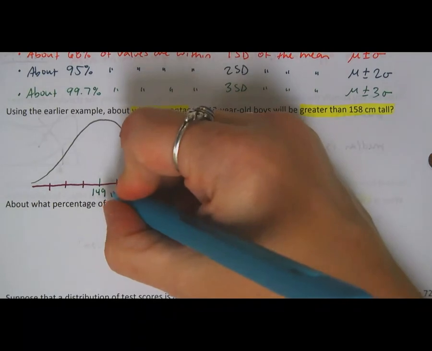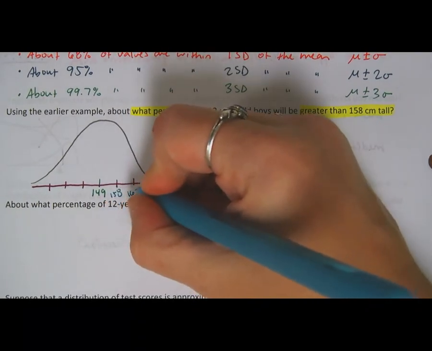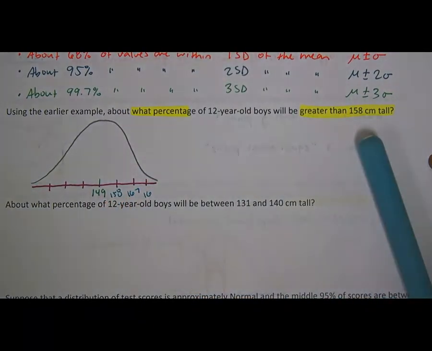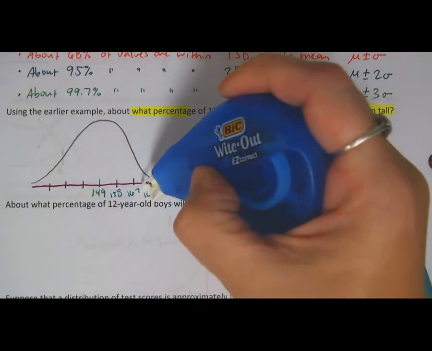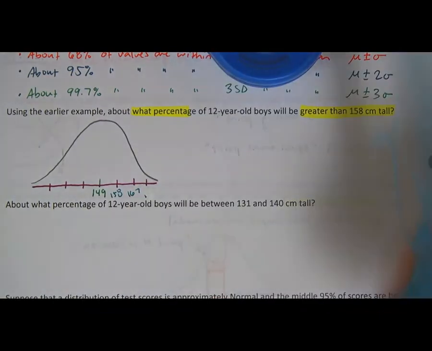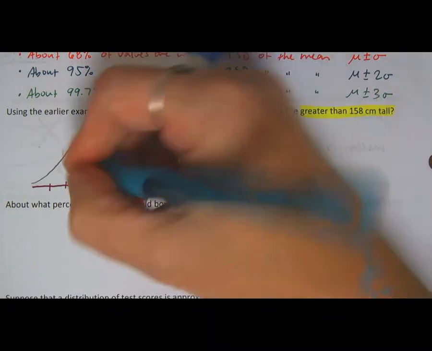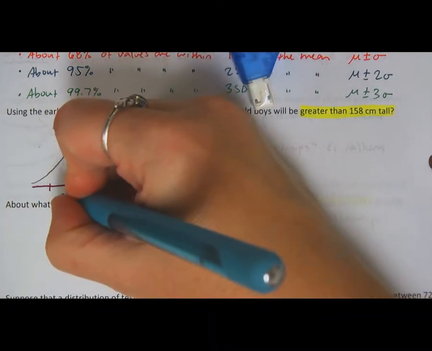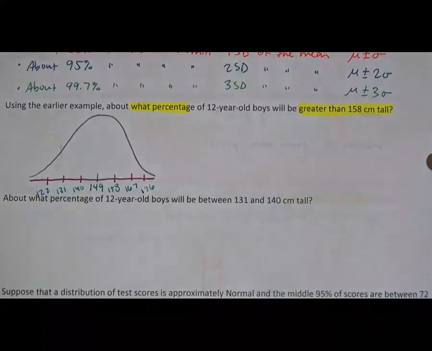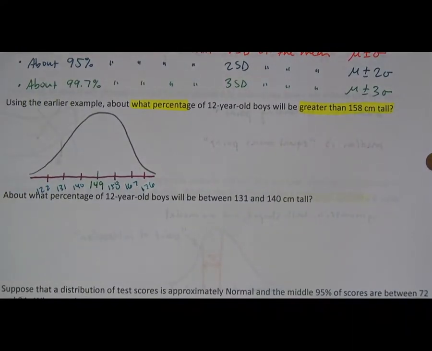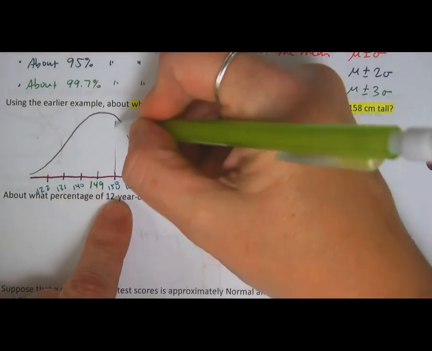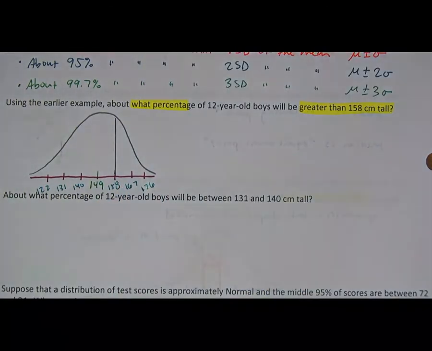And it goes up to 158, 167, and 176. And it goes backwards to 140, 131, and 122. We want a title on that. Well, it's asking me what percentage would be taller than 158. Well, 158 is right here, so draw a boundary line and tell me which way you would shade.